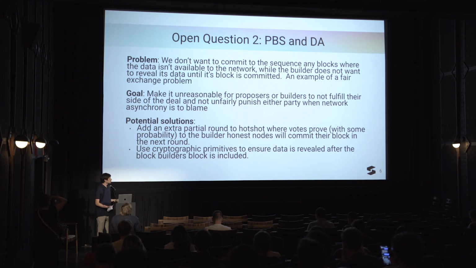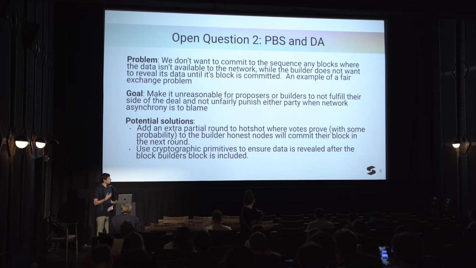So the next open question we have is also around proposer builder separation, but this time it's with data availability. You may notice that I said that the consensus is running in parallel with our data availability solution. Well, that can be a problem, right? Because the builder, of course, doesn't want to reveal its block before it knows that it's going to be committed, right? Because if the leader fails, then the next leader can steal the MEV from that block. Or even worse, two malicious leaders can collude to do this on purpose.